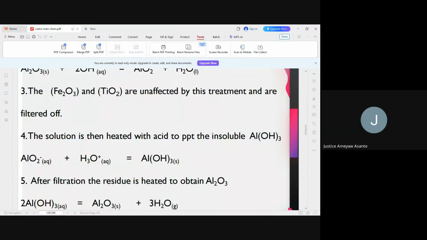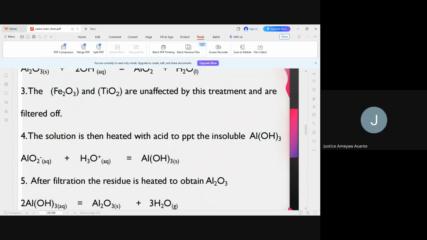This one will not have any effect on the iron oxide. Also, it has no effect on the titanium oxide. That's why we made the iron oxide and the titanium oxide to be filtered off in the first filtration.